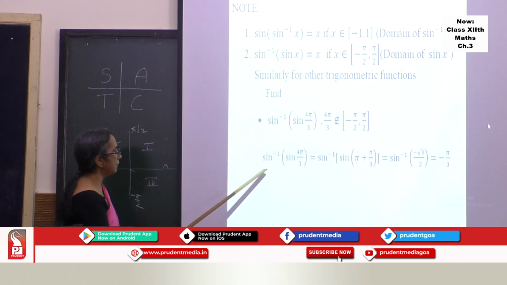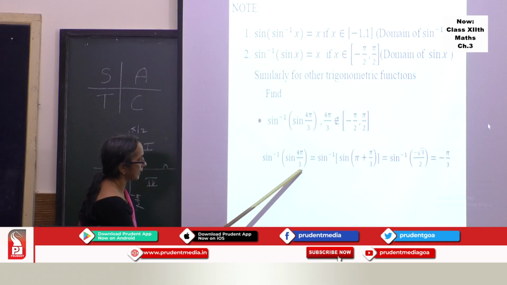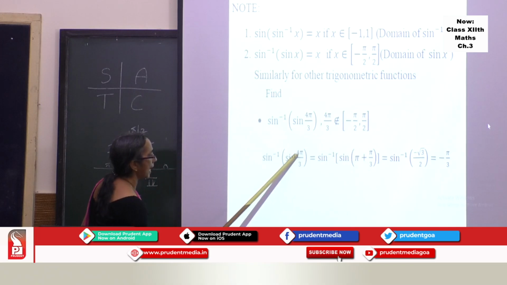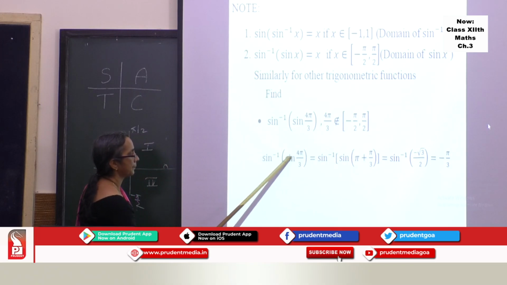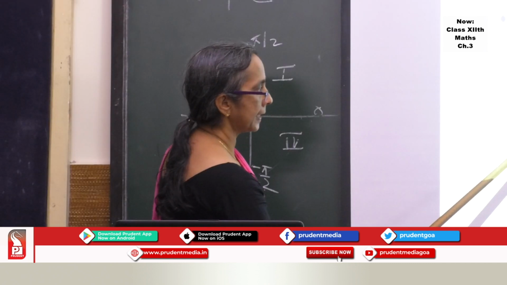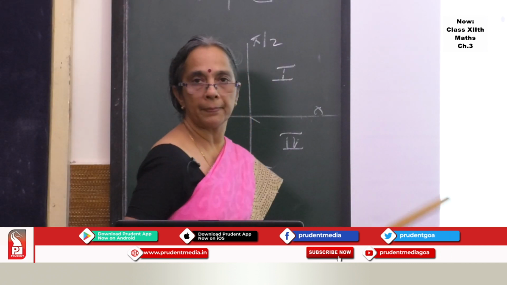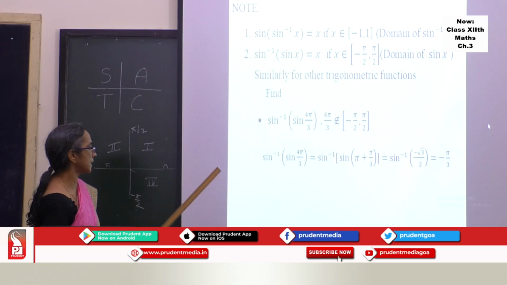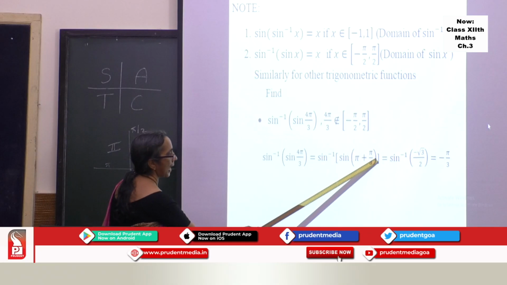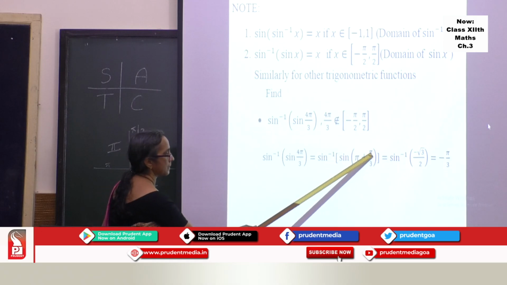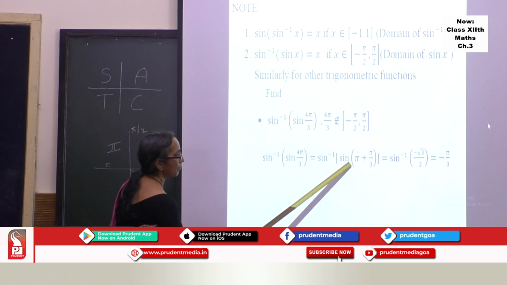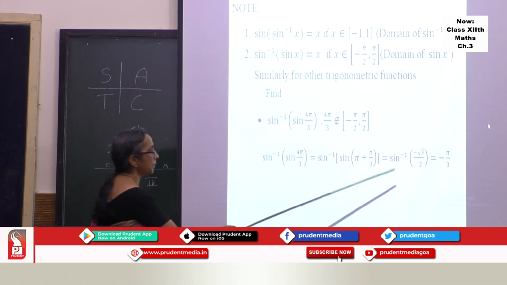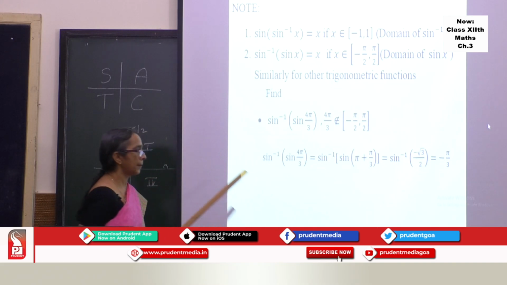Here sine inverse of sine of 4 pi by 3, which is sine inverse of sine of pi plus pi by 3. It is an angle in the second quadrant. Pi plus pi by 3, sorry, third quadrant. Pi by 3 is approximately 60, so 4 into 60, 240. So, it is an angle in the third quadrant. So, pi plus pi by 3. So, sine of pi plus pi by 3 is minus root 3 by 2. Therefore, the answer is minus pi by 3.